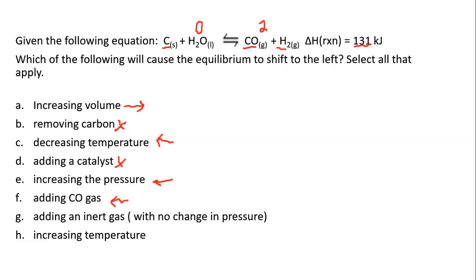Adding an inert gas with no change in pressure or volume. That's correct. No change. Increasing the temperature. Again, this is an endothermic reaction. Endothermic reaction means heat is what? That's correct, a reactant. So if we're increasing the temperature, we're adding more reactant, which is going to shift to what side? That's correct, to the products. And so the shift to the left means we're shifting to reactants. So which one of these shifts to the left? That's decreasing the temperature, increasing the pressure, adding CO.